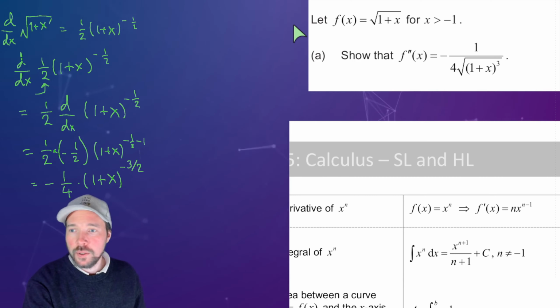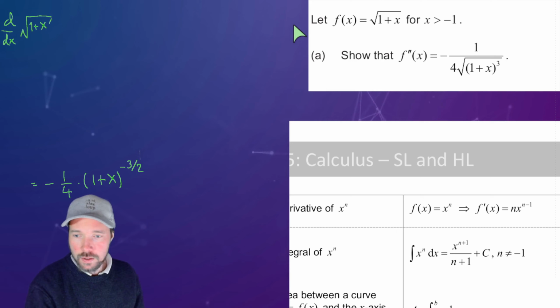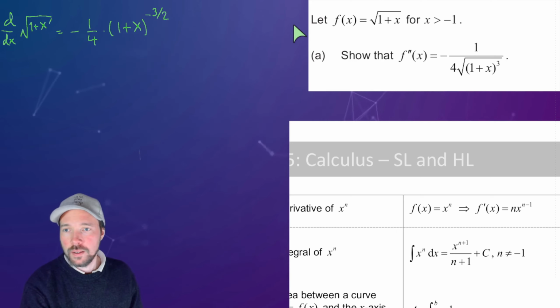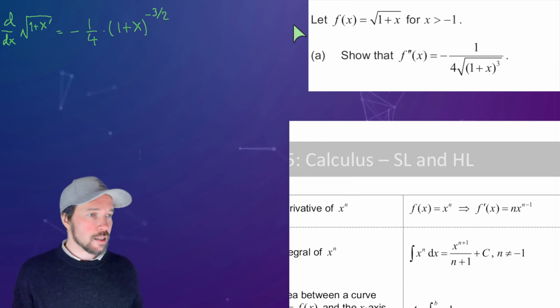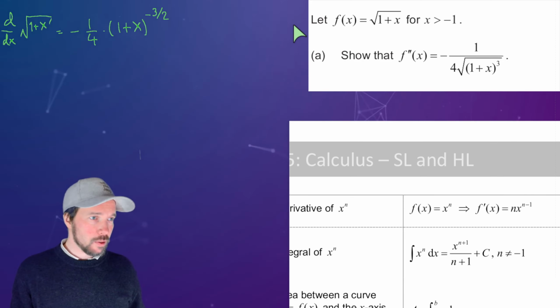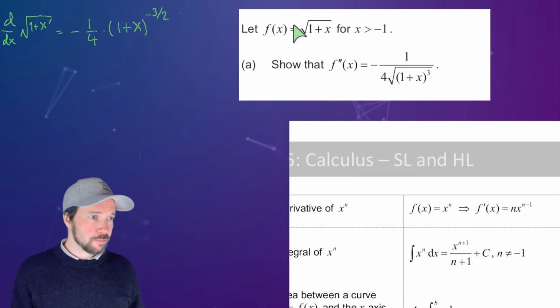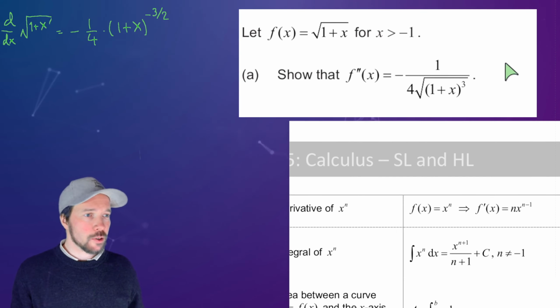So let me bring this solution upwards. I'm going to do it like this. Very nice. There it is. Okay. But it doesn't look like it's in the same form, because we were supposed to show that it is of this form, but now it's of this form. So how are we going to reconcile that?